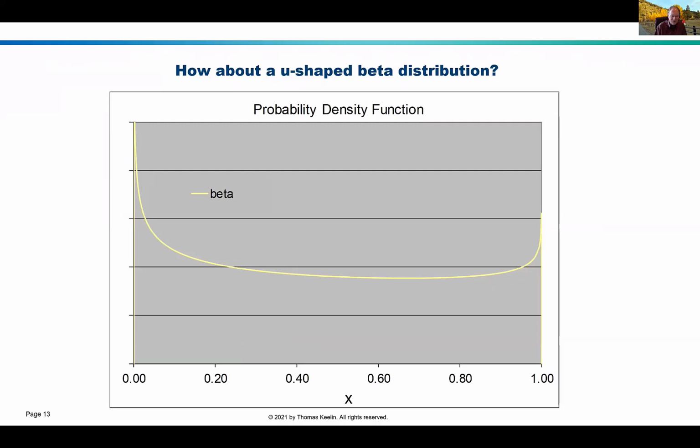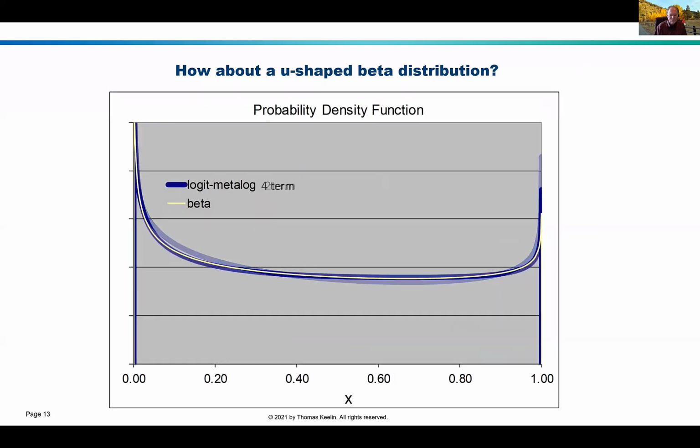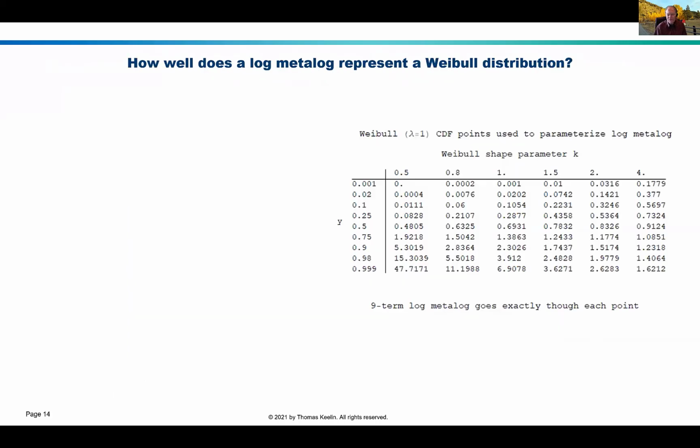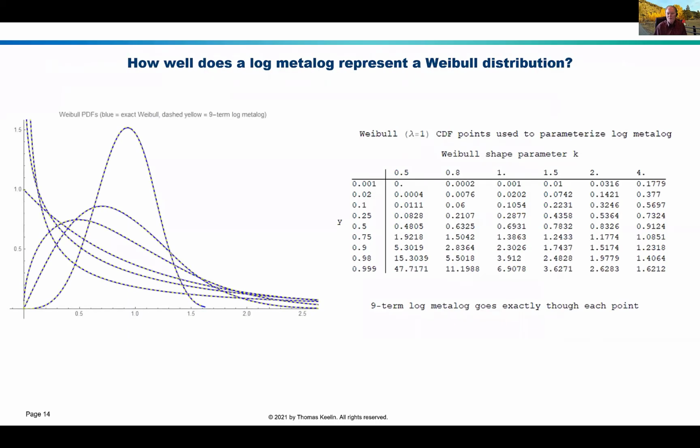Well, you'd think that would be pretty difficult. No, not at all. There's the 2-term, 4, 6, 8, 10. So once again, the Metalog can approximate virtually all beta distributions exactly, but yet it has far more shape flexibility than the beta family does. How well does a Metalog do in representing Weibull distributions? Well, here are Weibull distributions with various shape parameters, and the Weibull PDFs in blue are the exact Weibull, and the dashed yellow curves are the Metalog representation.